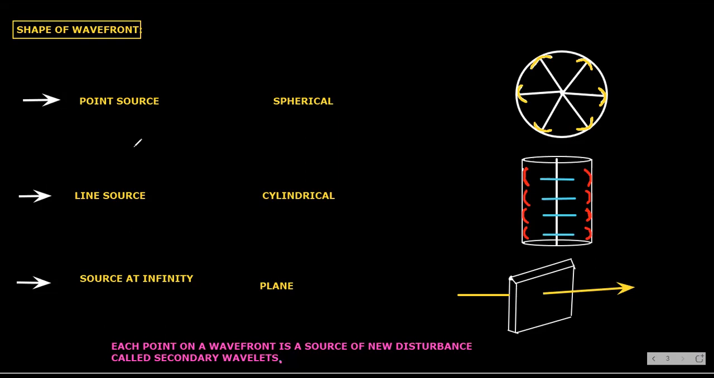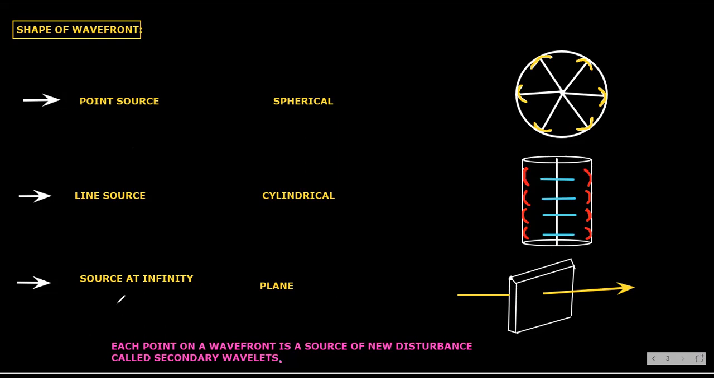Next one is the line source. Line source means like a tube light. Right? A tube light is a line source. Now see, if the line source is here somewhere, and around it the wavefronts are going to generate, then the wavefront shape is cylindrical. You can see in the diagram. Can you see? You have to draw this diagram.